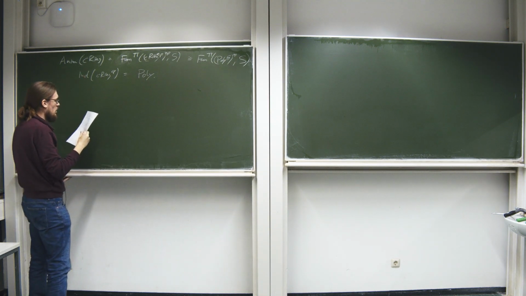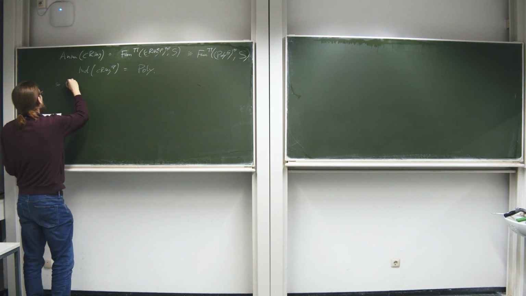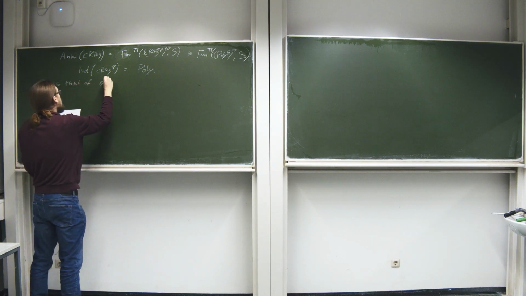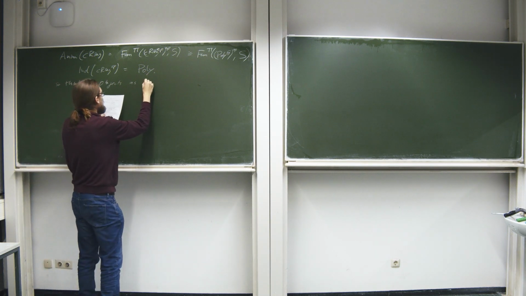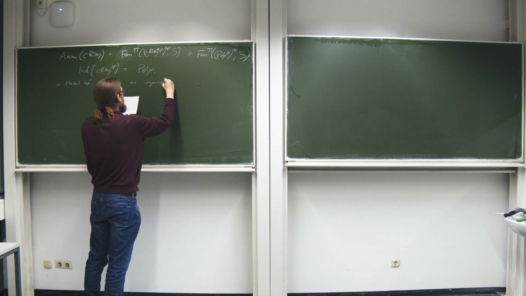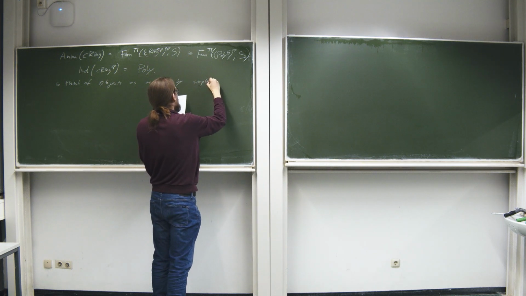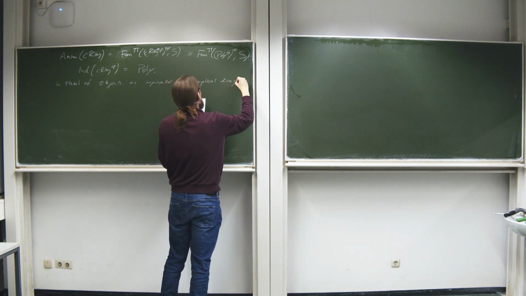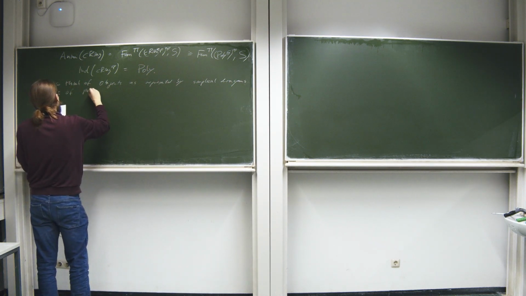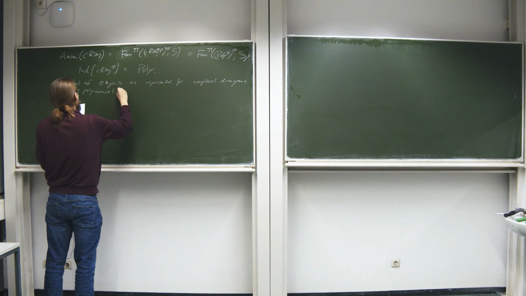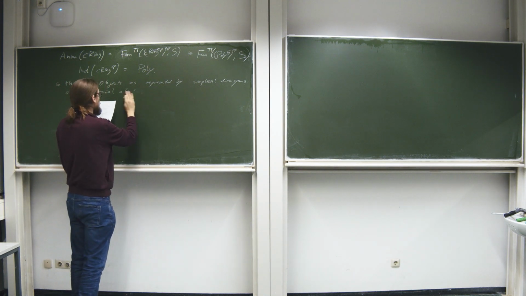So you can think of objects as represented by simplicial diagrams of polynomial algebras, polynomial rings.